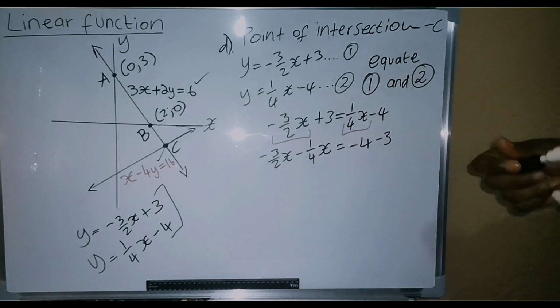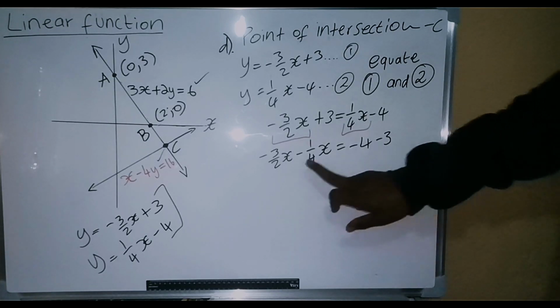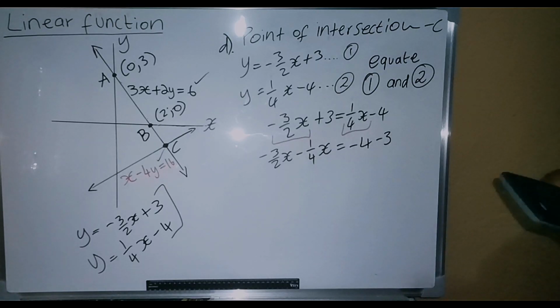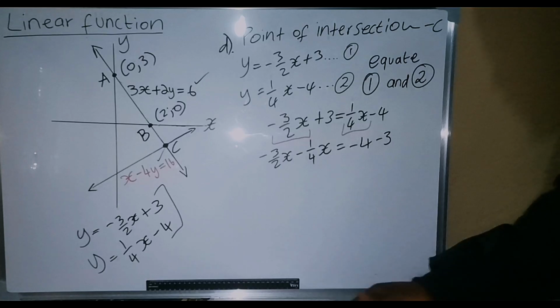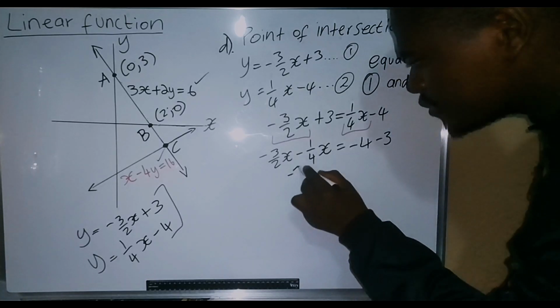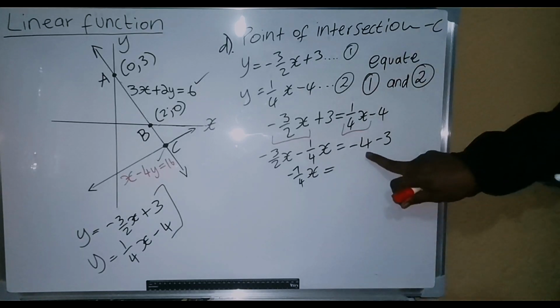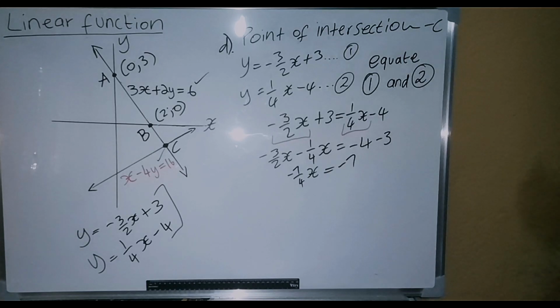Now, on the calculator, fraction negative 3 over 2 minus 1 over 4, the answer is negative 7 over 4 x. Negative 7 over 4 x is equal to negative 4 minus 3, which on the calculator is negative 7. Now solve for x.